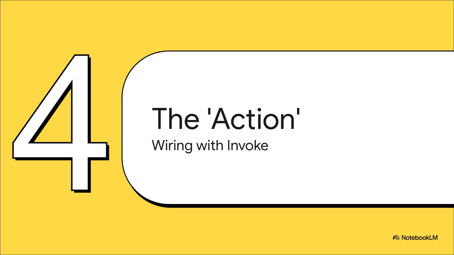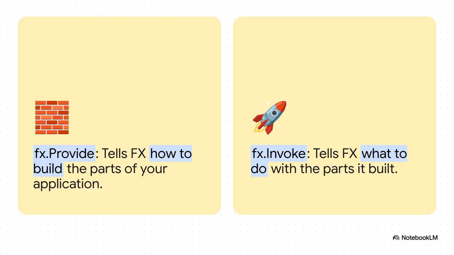Okay, so FX now knows how to build all the individual pieces. What's next? Well, now we have to tell it what to actually do with them. And that's where Invoke and the application lifecycle come into the picture. Let's make this super clear, because it's the most important distinction. If Provide tells FX how to build the parts, Invoke tells FX what to do with them. So, for example, you'd provide a function that creates your web server, but you'd use Invoke to actually start that server and register all your API routes. See the difference? One builds, the other acts.